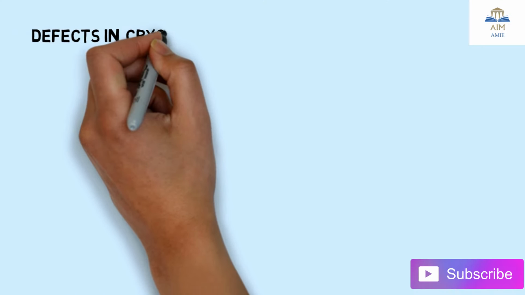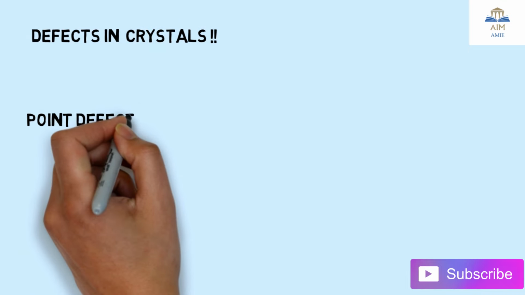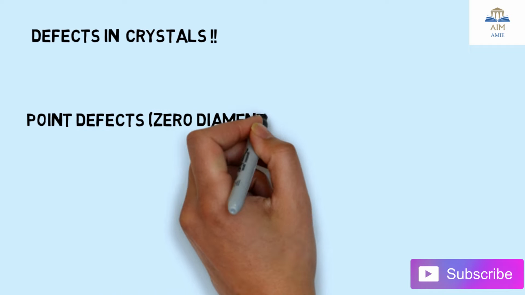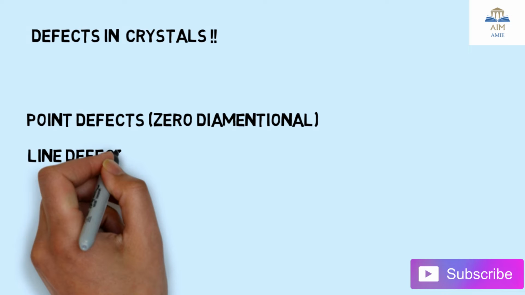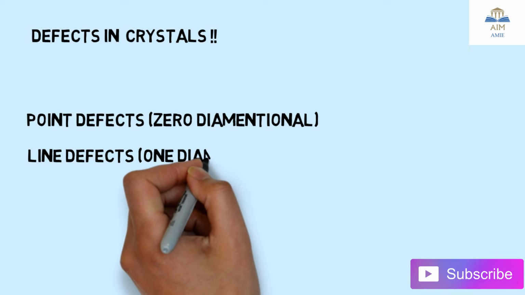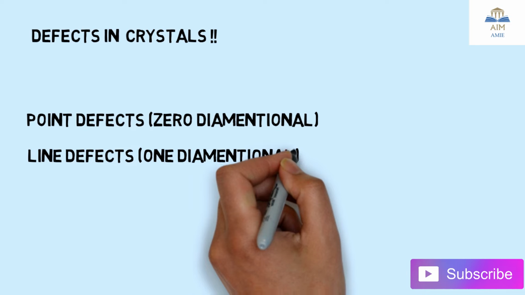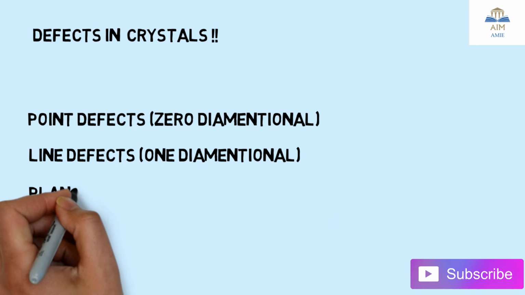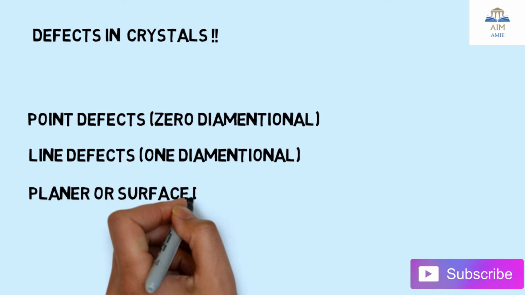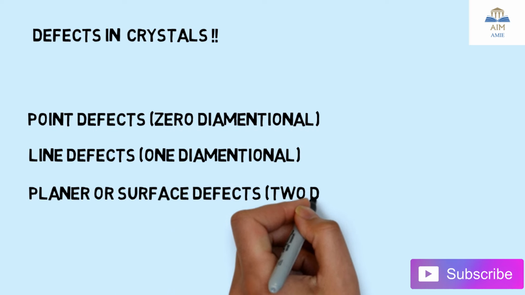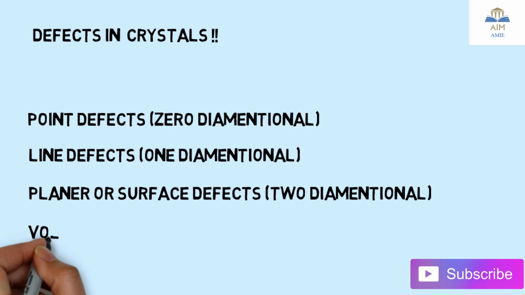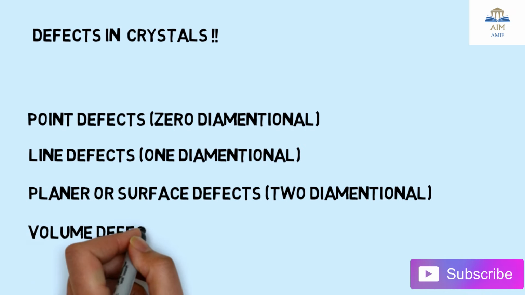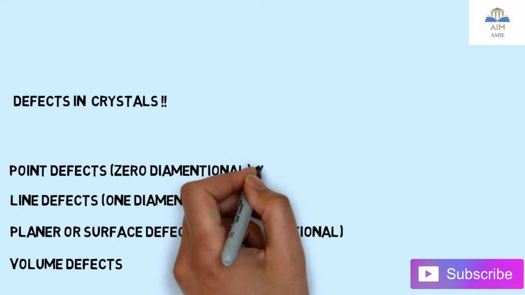Defects in crystal structure. So guys, let's start. The first one is the point defects, that is zero dimensional, followed by line defects. These are mostly one dimensional defects. Third one is the planar or surface defects. These are mostly the two dimensional defects. The next one is the volumetric, known as the volume defects basically.